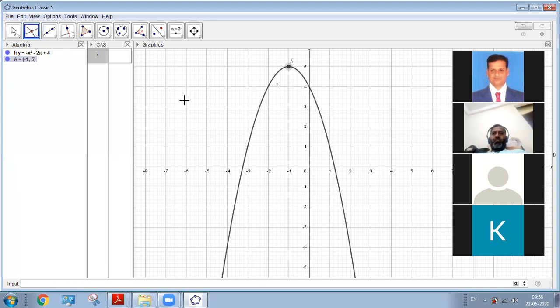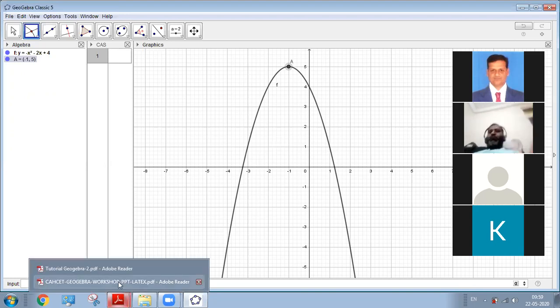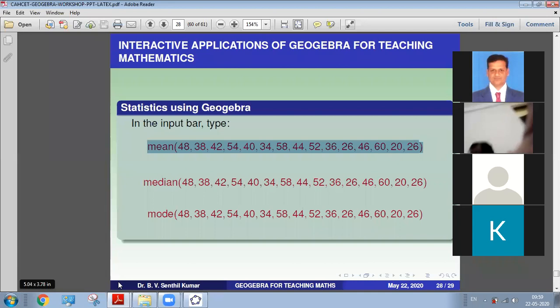You can find the maximum and minimum value using analytical methods using calculus. But if you show them with these graphs, the students will have more interest in finding the maximum and minimum values of the functions.